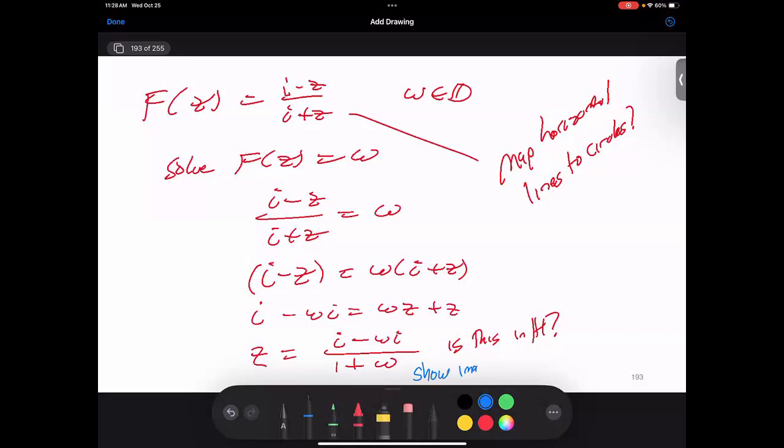Show the imaginary part is positive. And if you can do that, then you know it does have a z in the upper half plane being sent to w. And what's nice is this will show you that there's only one z that can work, because when I do all this, the algebra forces a z on me.